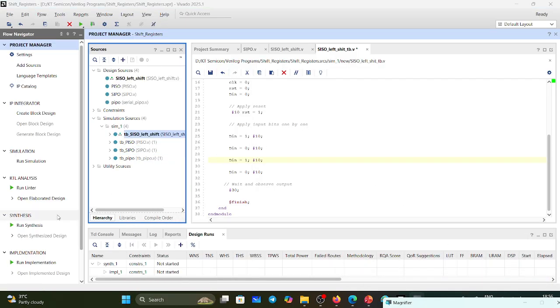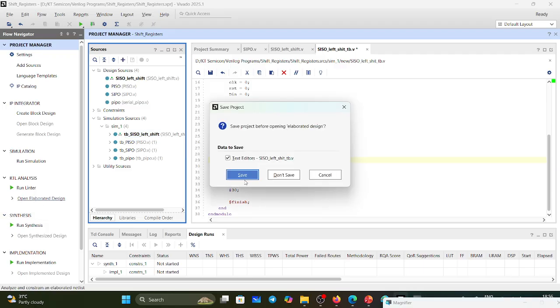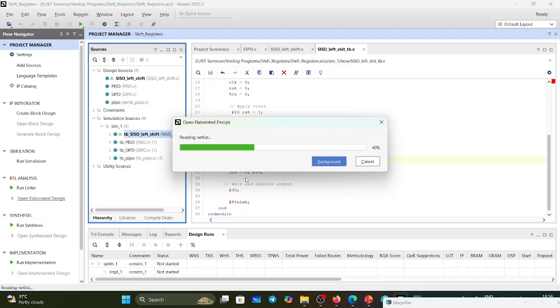SISO left shift. Suppose you want to elaborate the design, and just save. We will design the shift registers by using D flip flops. So 4-bit shift registers means 4 D flip flops are required. I hope you have the idea about digital. In digital we see the shift registers. Mostly counters we already discussed, counters we design by using T flip flop and JK flip flop, operated in toggle mode.